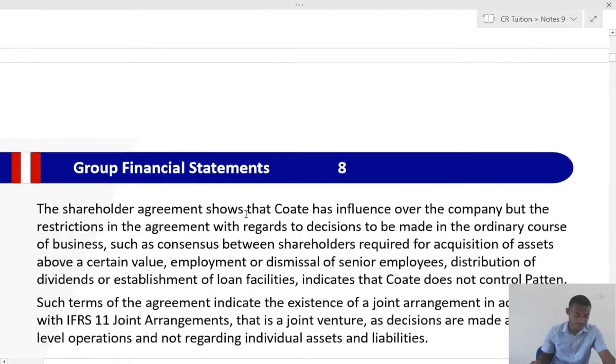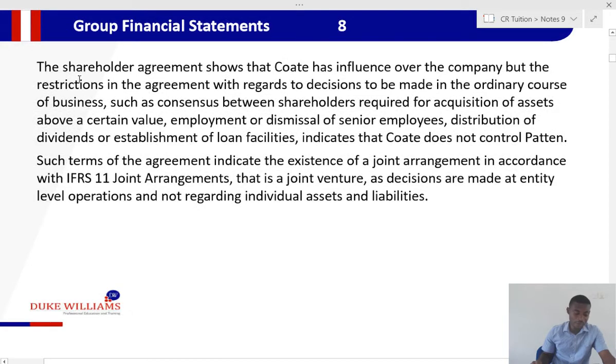Now, in the case of Court, the shareholder agreement shows that Court has influence over the company, but the restrictions in the agreement with regard to the decisions to be made in the ordinary course of business, such as the consensus between the shareholders required for acquisition of assets above a certain value, employment and dismissal of employees, distribution of dividend, etc. All this indicates that Court does not control Parton.